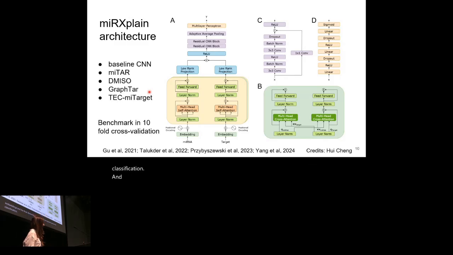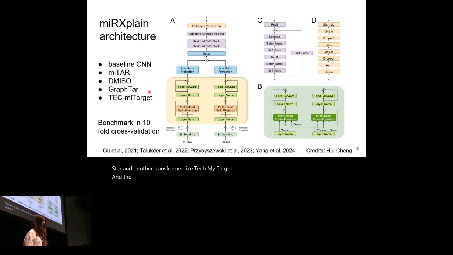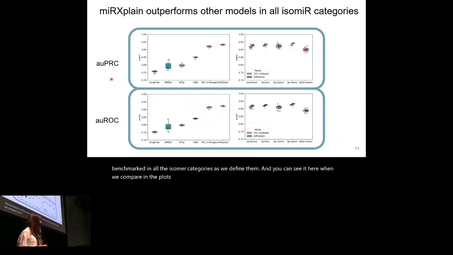And this architecture was benchmarked against previously published models, among which a baseline convolutional neural network and some hybrid models like miRAW and miRSNN, which are essentially convolutions and recurrent neural networks, but also graph networks like GraphTar and another transformer like TechMyTarget. The results that I will show you in the next slide are based on a 10-fold cross-validation setup. And what we saw is that miRXplain outperforms all the other models that we benchmarked in all the isomiR categories as we define them. And you can see it here when we compare in the plots showing AUPRC and AUROC.